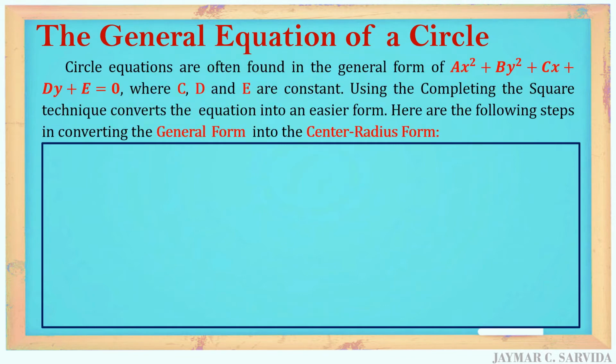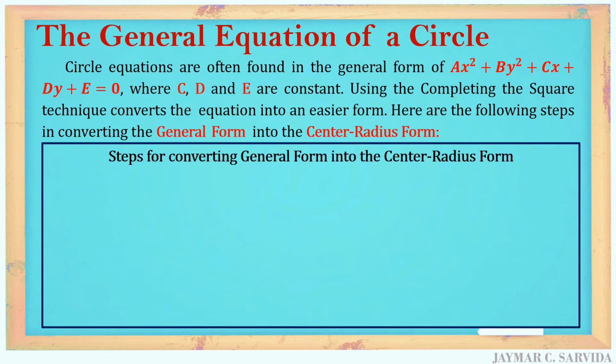So, circle equations are often found in the general form of ax squared plus by squared plus cx plus dy plus e equals 0, where c, d, and e are constant. Using the completing the square technique, convert the equation into an easier form. So here are the following steps in converting the general form into the center radius form. So steps for converting general form into the center radius form.